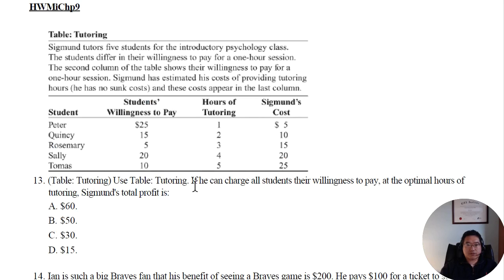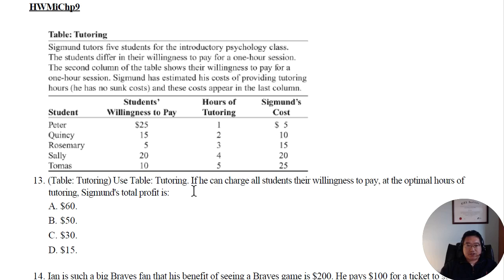Now let's look at question 13. Use this table. Okay, we have 5 students. Each student has a willingness to pay number for 1 hour of tutoring. And for Sigmund, he can offer hours, right? 1, 2, 3, 4 hours of tutoring of this intro psych class.